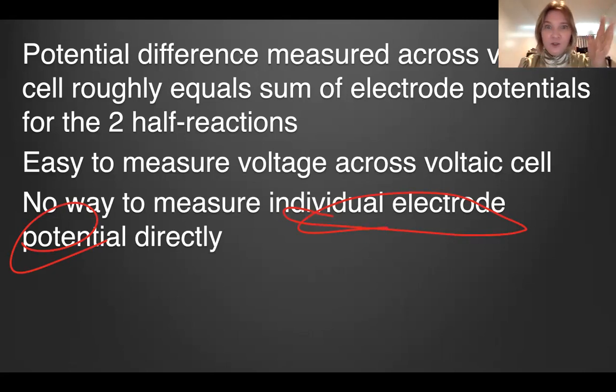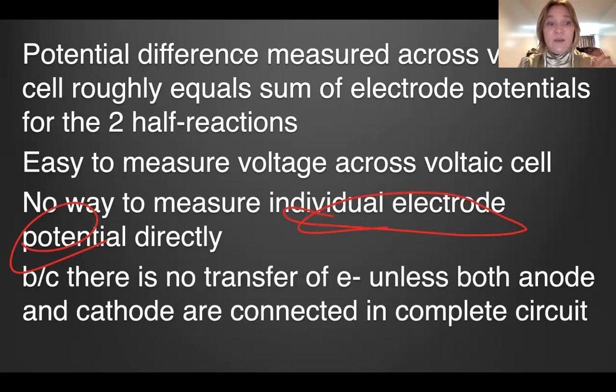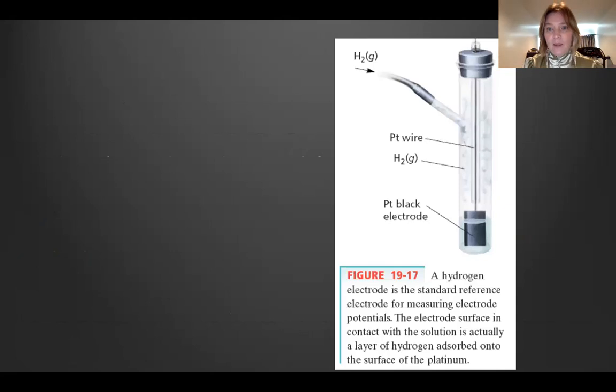But how do we measure just the electrode potential of just one electrode? We can't, because there's no transfer of electrons unless both the anode and the cathode are connected in a complete circuit. If you just stick a strip of zinc in a solution of zinc sulfate and connect a voltmeter, there's no flow of electrons, so you can't measure anything.